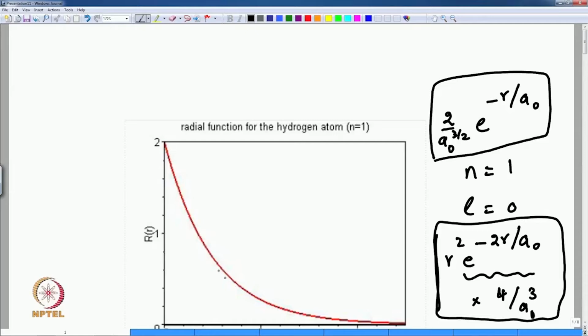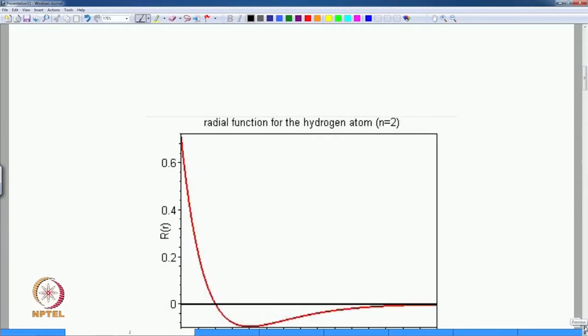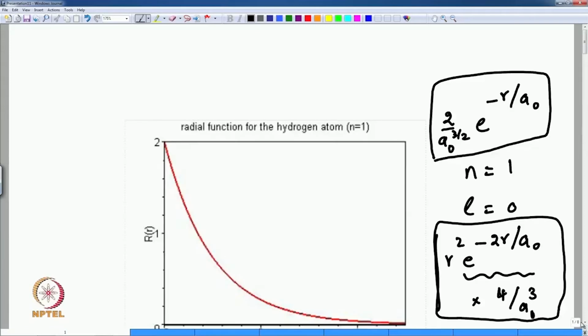Okay. The radial function is given like this, and the radial probability, if I have to make a brief plot of this, I do not have it on the screen here. If I do the plotting as a function of r, with the r square, the radial probability goes like that.